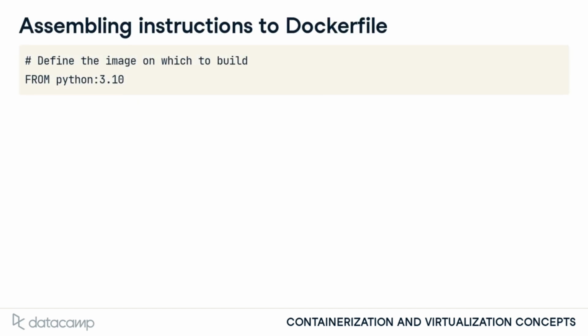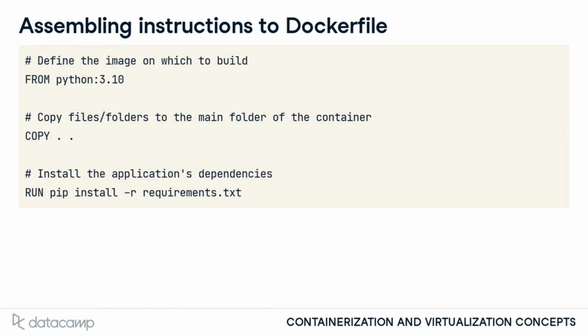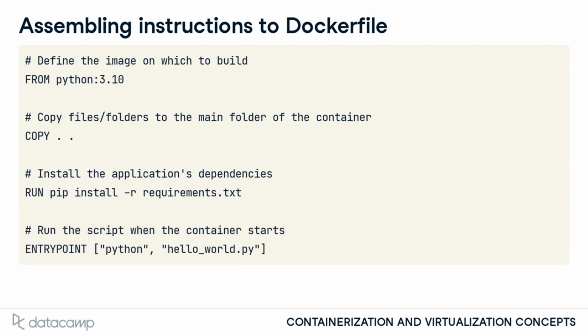Here's an example of a Docker file and how the Docker instructions are assembled. It starts with a from instruction by defining an image on which to build on. It continues by copying some files into the container with a copy instruction. It uses the run instruction to run a command inside the container. And finally, the entry point instruction executes the primary purpose of the container.